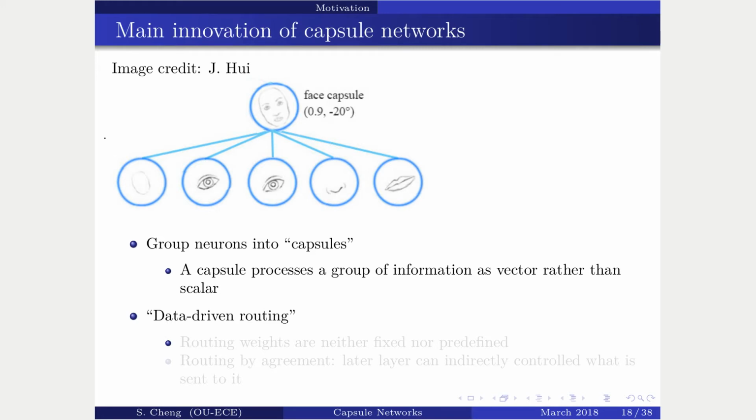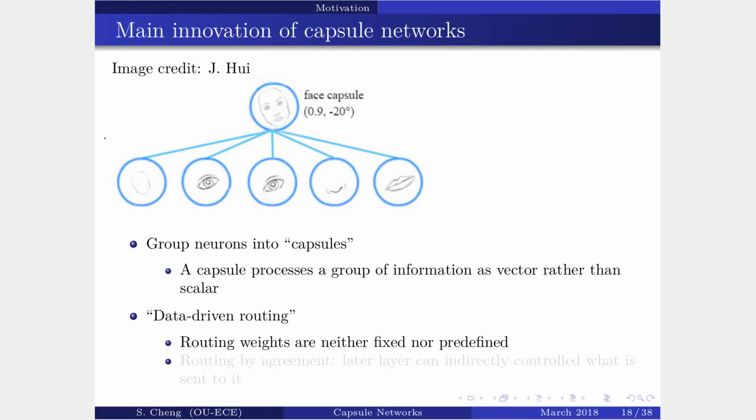Secondly, unlike previous neural network paradigms, and I'm referring mainly to feed-forward neural networks, basically the next layer receives information from the previous layer passively.